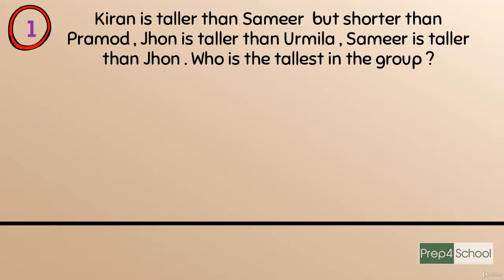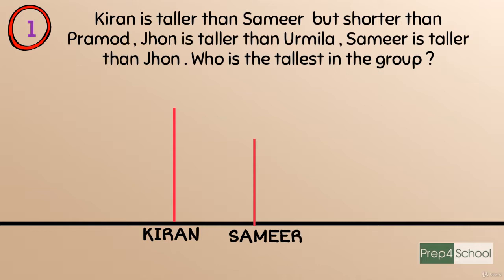Kiran is taller than Samir. It means Kiran has a height higher than Samir. It can be drawn like this, where Kiran's line is higher than Samir's, indicating more height. The next sentence is: Kiran is shorter than Pramod, which means Pramod has a greater height than Kiran. It can be drawn like this.